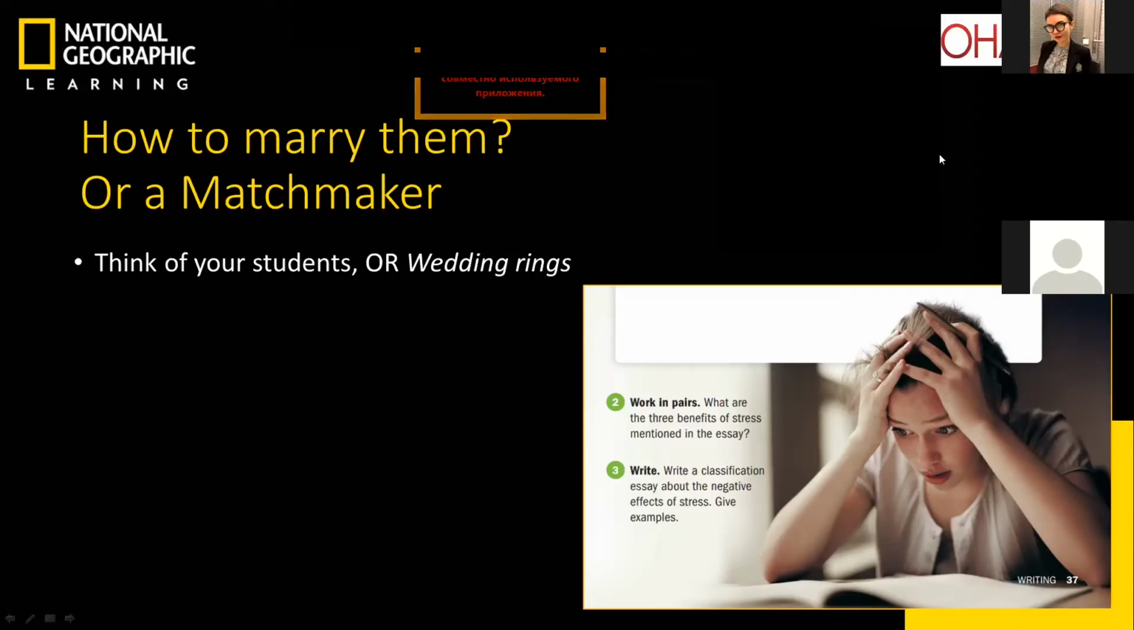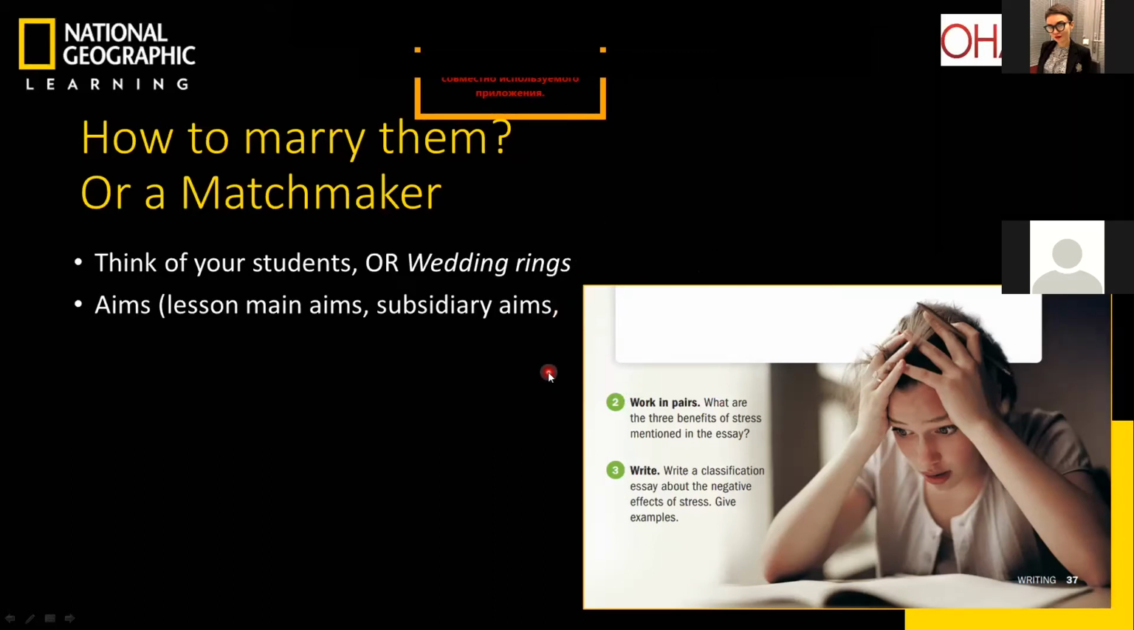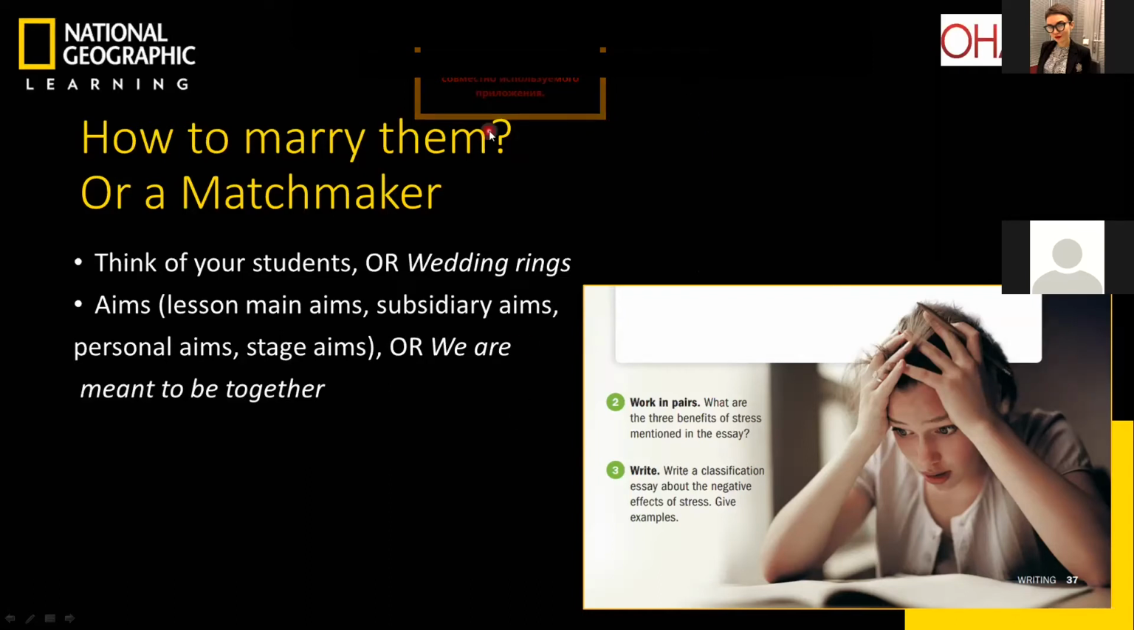Okay, no more ideas. Maybe you're just shy to share them. Anyway, what else is important? Of course, if we are talking about activities and tasks, then they are part of our lesson. And then each lesson has aims. Lesson main aims, subsidiary aims. And then also personal aims, stage aims.